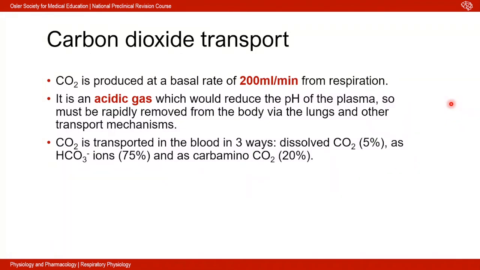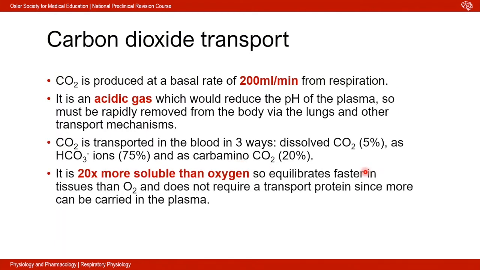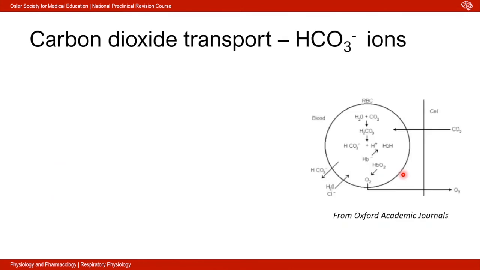So it's transported in 3 ways. The most important is these bicarbonate ions, which is 75%. But we've also got dissolved CO2 and carbamino CO2. So we'll talk about those a bit. As I've mentioned briefly before, it is a lot more soluble than oxygen, 20 times more specifically. So it really does equilibrate faster, and it doesn't require a transport protein such as hemoglobin, because more can be dissolved. So that's a good thing to know.